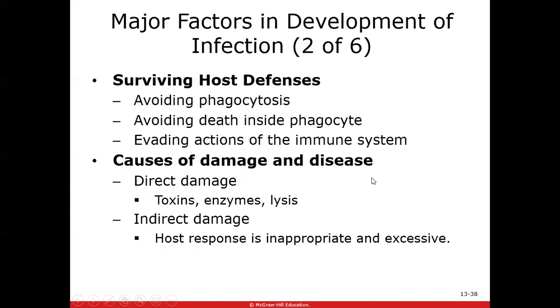So here are some of the causes of damage and disease. First, you can have direct damage. The microorganism can release toxins, enzymes, or actually cause cells to burst. Then you can have indirect damage, where the host response is inappropriate or excessive. We can have a problem where you even have multi-organ failure because your body overcompensates and excessively tries to fight off a microorganism inappropriately, and will cause damage to your own cells with your own immune system.